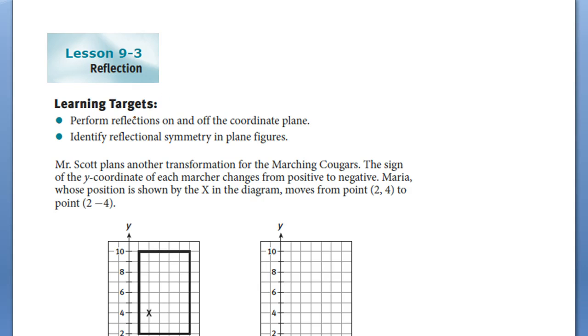So in this lesson, we worked with reflections. We did some reflections on a coordinate grid and also reflections without a coordinate plane. And we identified reflectional symmetry in figures by drawing their lines of symmetry.